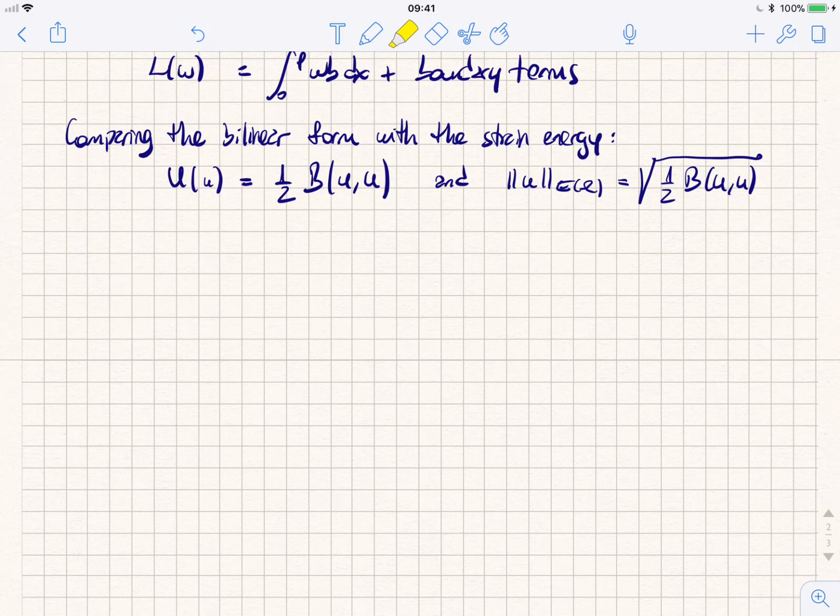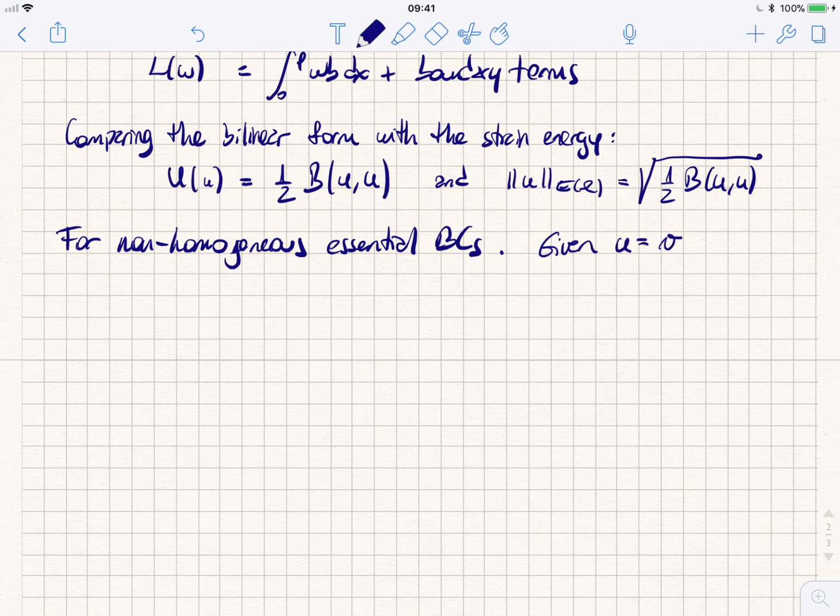So if you discuss non-homogeneous essential boundary conditions, what you say is basically, let's say you have a function u that can be described by v plus u tilde.